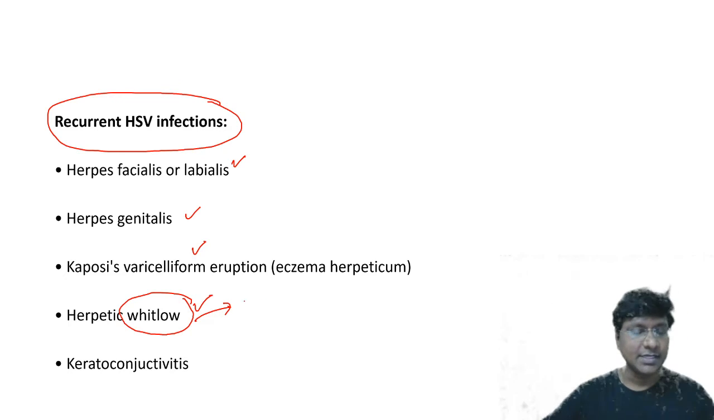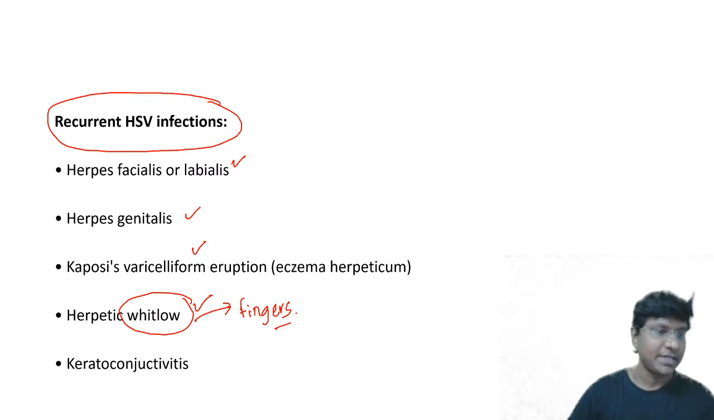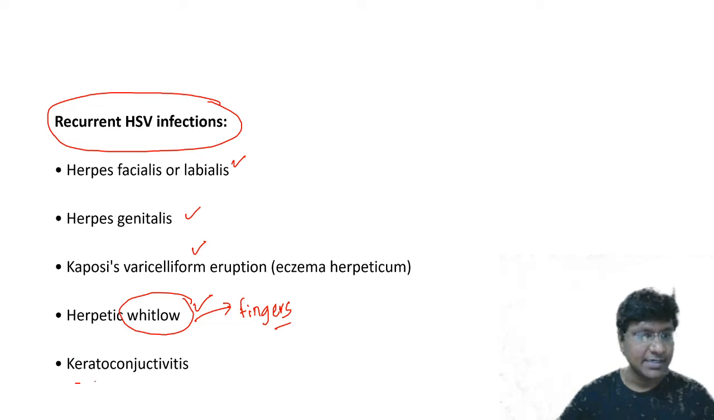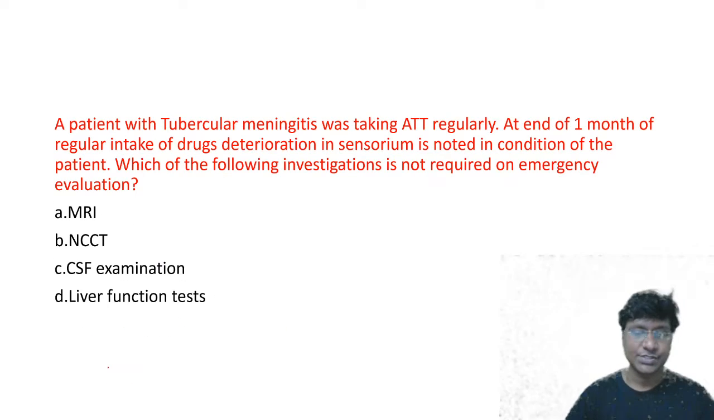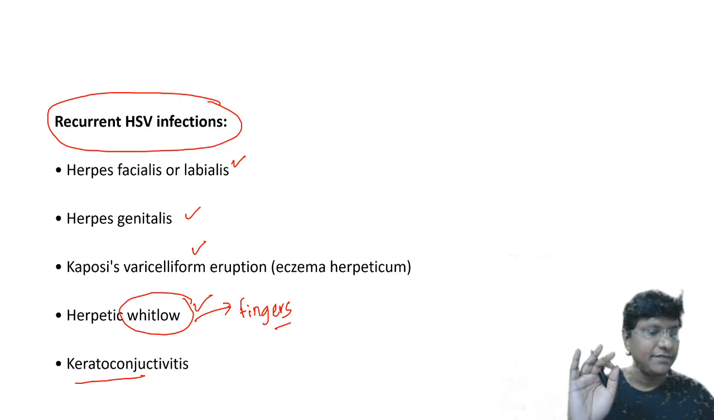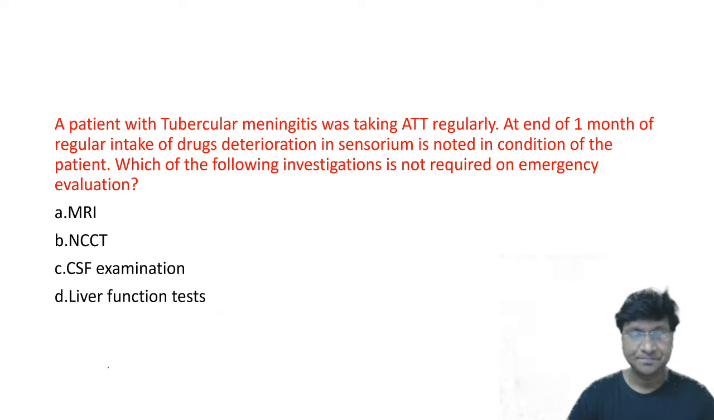Right, very good. Santanam, excellent. So it is the one infection in the fingers. That is nothing but your herpetic whitlow. And the other things are that they can have keratoconjunctivitis. So these are all the infections that can be seen with the recurrence of HSV infection, herpes simplex virus infection. All right. So that is about what will happen whenever there is reactivation of HSV.